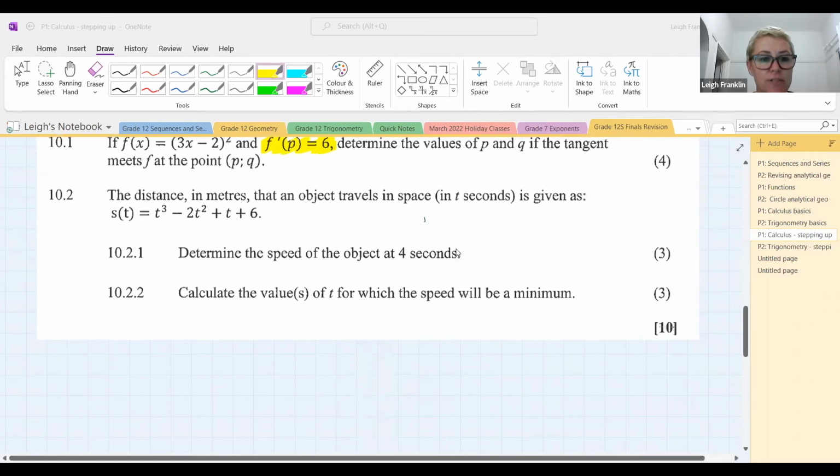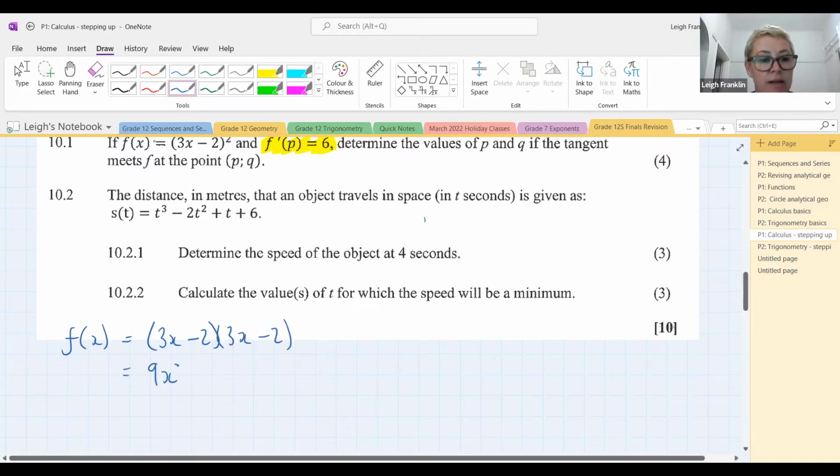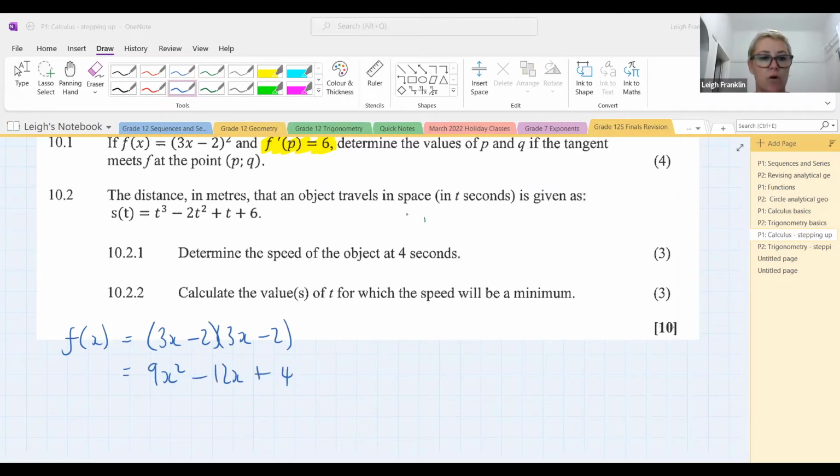Okay, so the first thing that we would have done is we would have calculated what f of x is equal to. So f of x is going to be equal to 3x minus 2 multiplied by itself. So that would give us 9x squared minus 12x plus 4. Okay, well done. Thanks for sharing your answers.